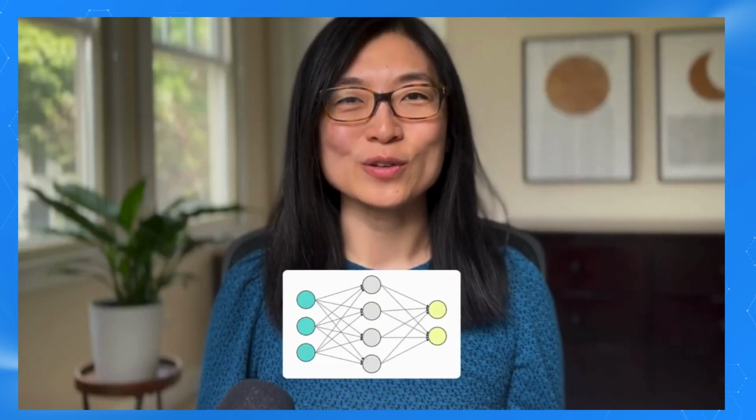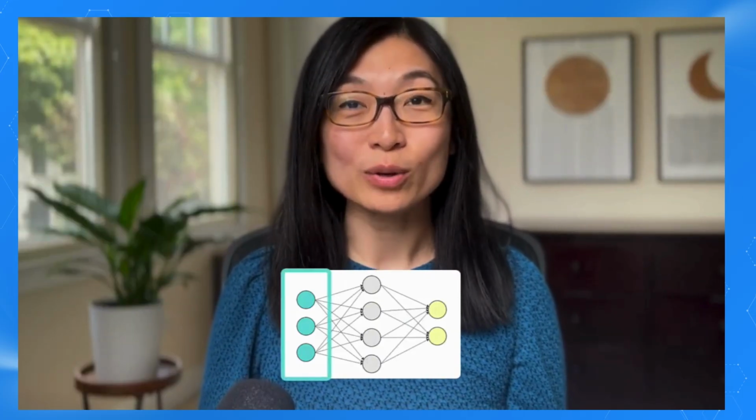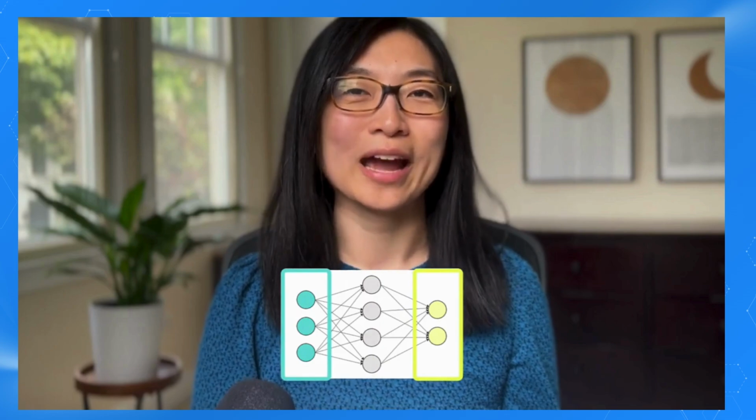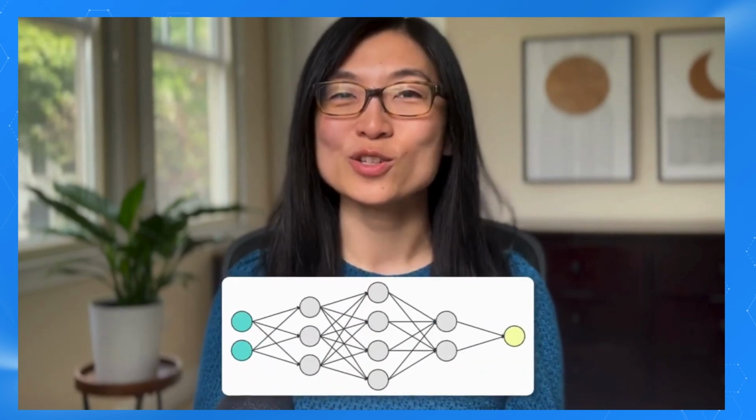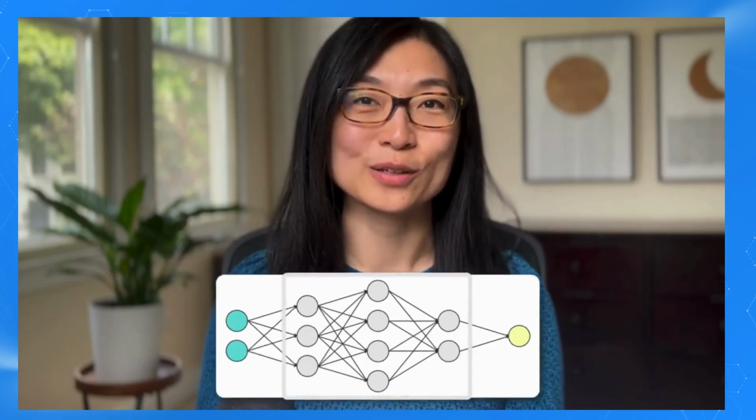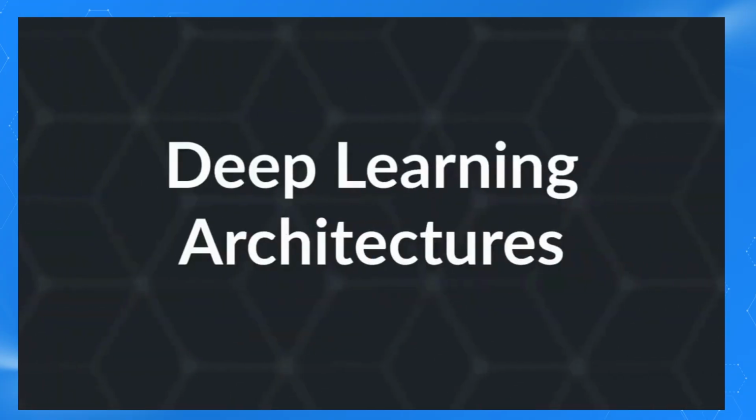Next, let's talk about deep learning. If you take a look at this visual, this first part is called an input layer, and this last part is called an output layer. And then the middle ones here are hidden layers. Deep learning is just a neural network with more hidden layers. These extra layers allow the model to learn more complex patterns, like the grammar or tone in a sentence.